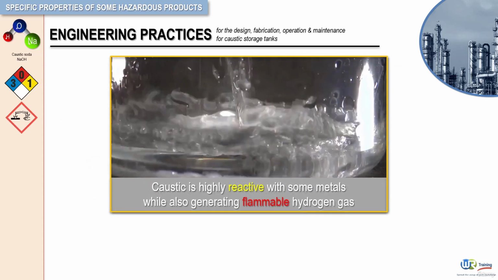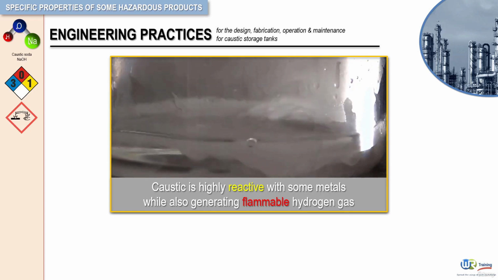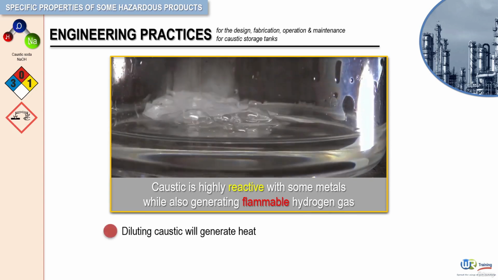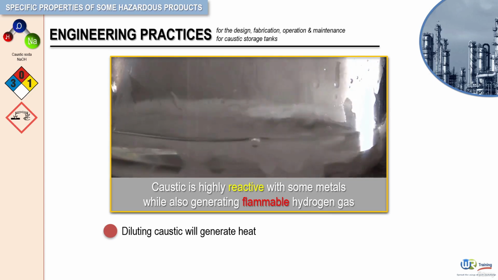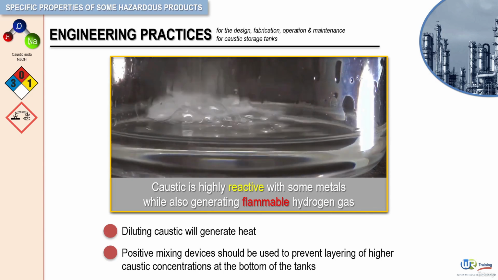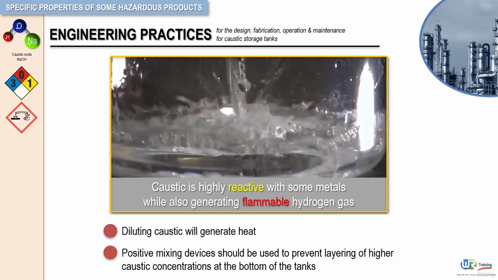Caustic is highly reactive with some metals, including aluminum, tin, and zinc, while also generating flammable hydrogen gas. Diluting caustic will generate heat. Therefore, cooling may be required to maintain the integrity of the equipment. Positive mixing devices like agitators or inline mixers should be used to prevent layering of higher caustic concentrations at the bottom of the tanks.